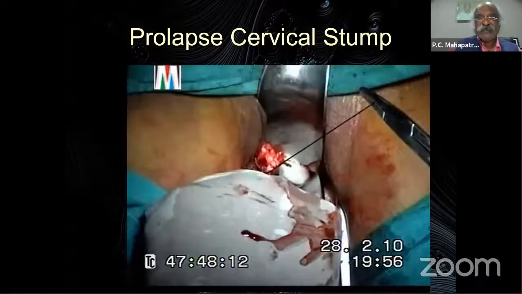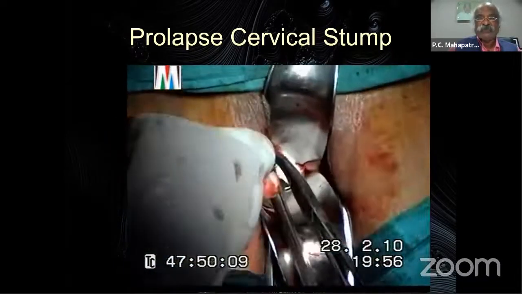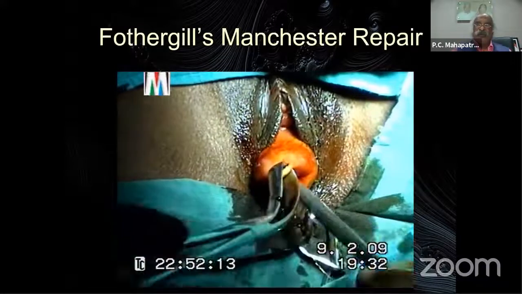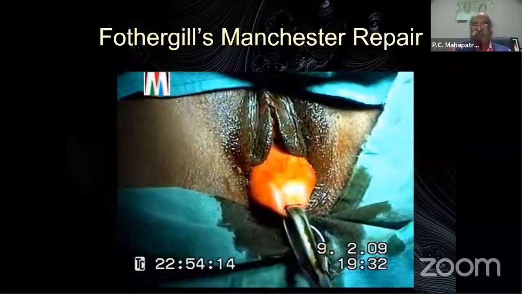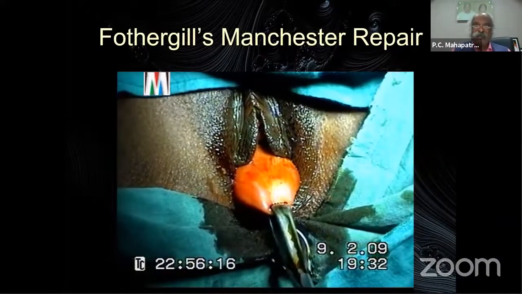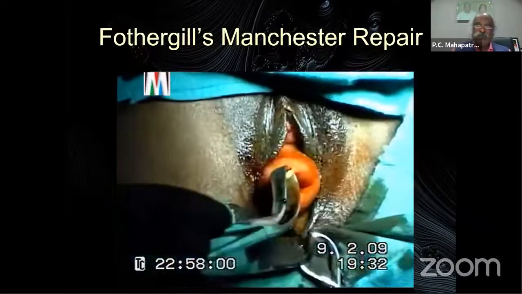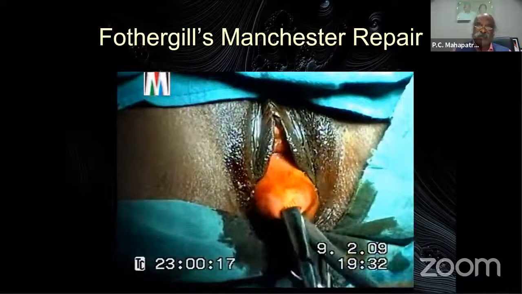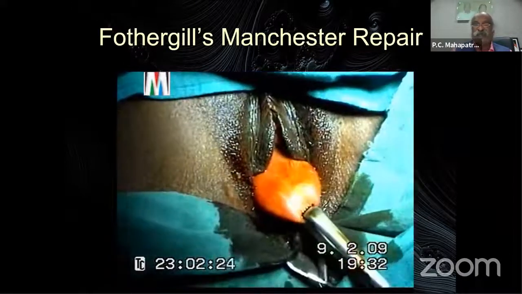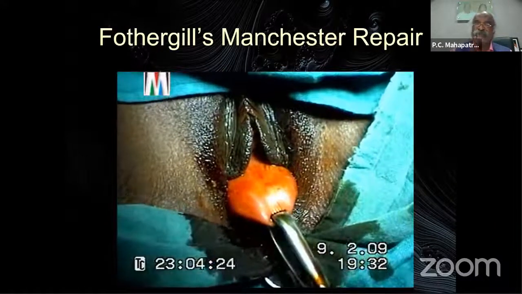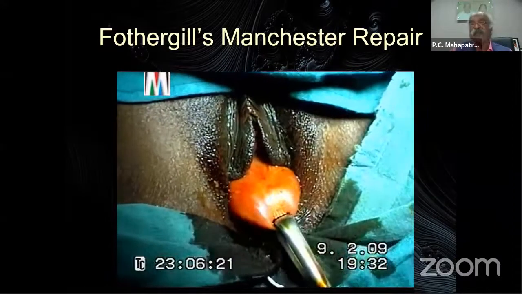This is a rare case, and that's why I wanted to show you. This is age-old. People are forgetting this operation, Fothergill's Manchester repair. Now the majority of people do vaginal hysterectomy with pelvic floor repair, but in this surgery, I think most important is that plastic sense is required in this type of surgery.